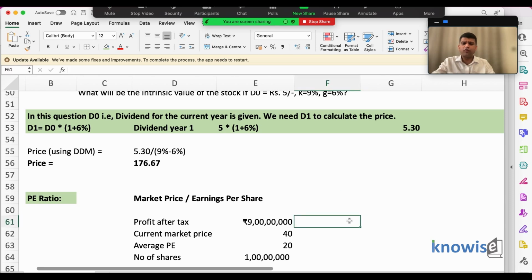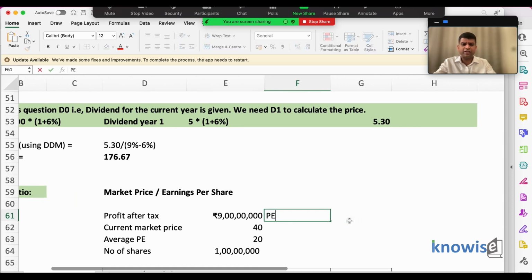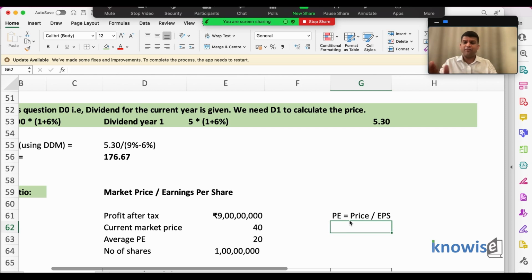What is the formula for PE ratio? We have already covered it. PE ratio is equal to price divided by EPS. Is that right? Yes, that's the one. So now we have PE ratio, that is 20, is equal to, what is the question? The question is on solving the intrinsic value, that is nothing but price. So price, let's put the question mark there, divided by earning per share.